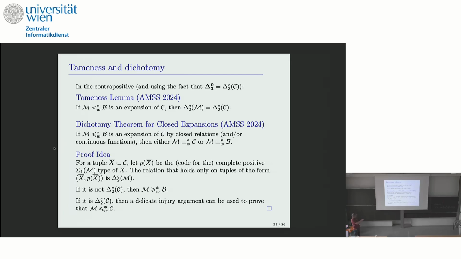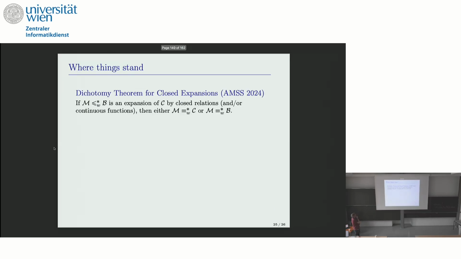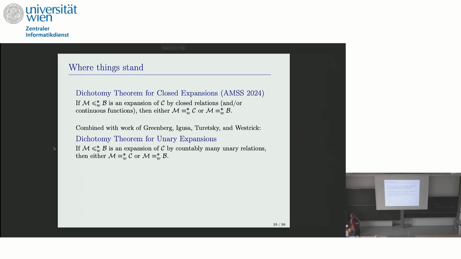So little set theory on the one side, little computability theory on the other side. And that's what I really like about this subject is that there's this kind of duality. That's the dichotomy theorem that I already stated. There's another dichotomy theorem. Half of it was proved by Greenberg, Gusa, Turetsky, and Westrick, who did a fair amount of related work.